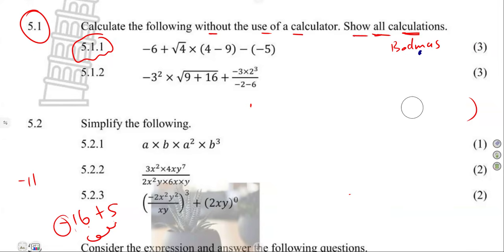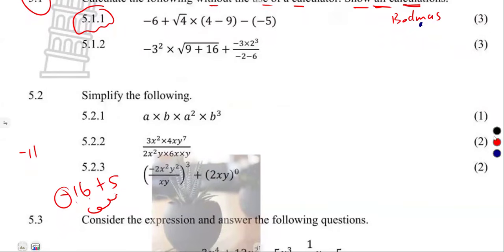Then let us consider 5.1.2. There you can simply evaluate minus 3 squared. It is the 3 which is being raised to the power of 2, so it remains with a negative. So that's negative 3 squared, that is 9, times the square root. You can simplify what is inside the square root. That's simply 9 plus 16, which is the square root of 25.